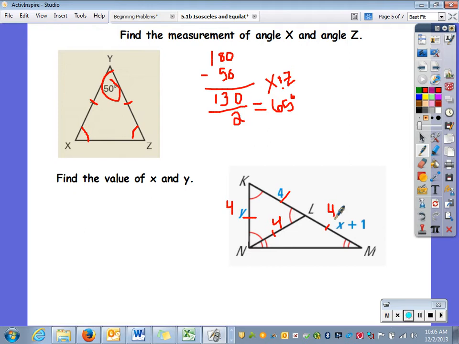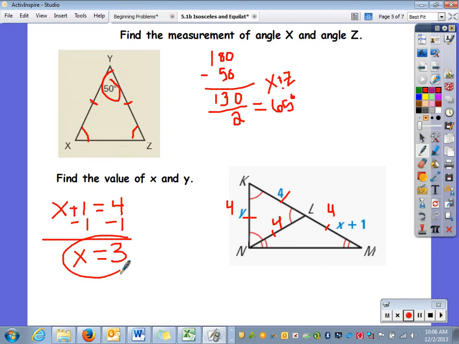So I can set up the equation. It's a very short equation, and I bet a lot of you can do this in your head. x plus 1 equals 4, minus 1, minus 1, x equals 3. Alright, and then again we had y equals 4.